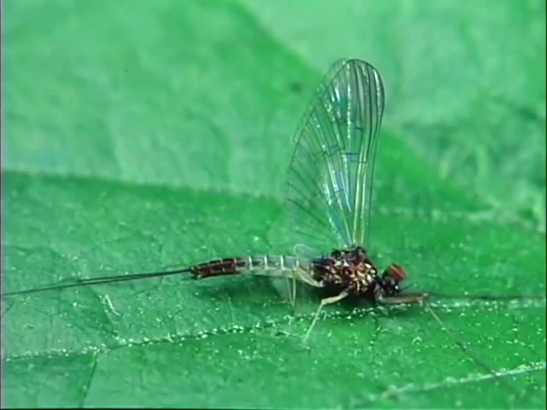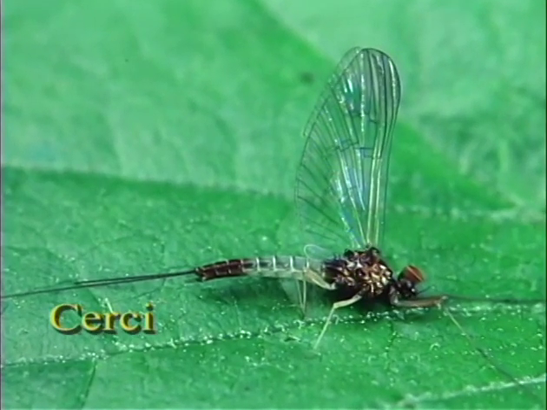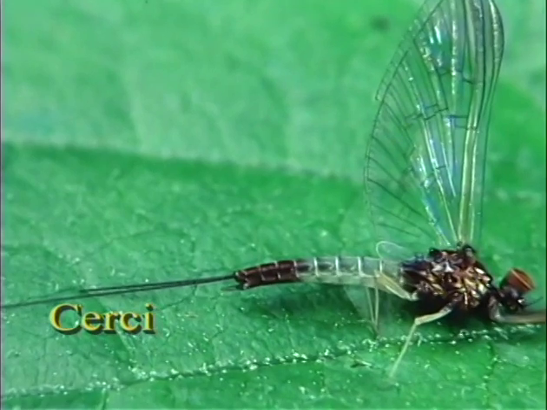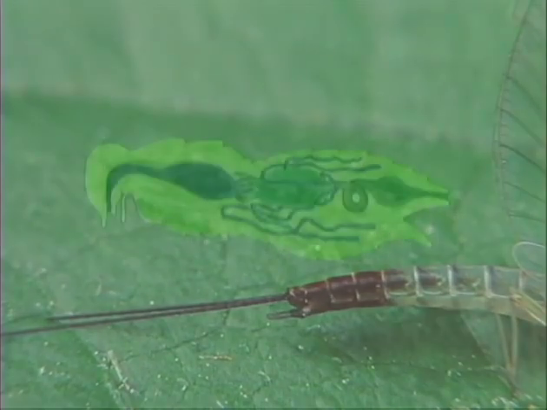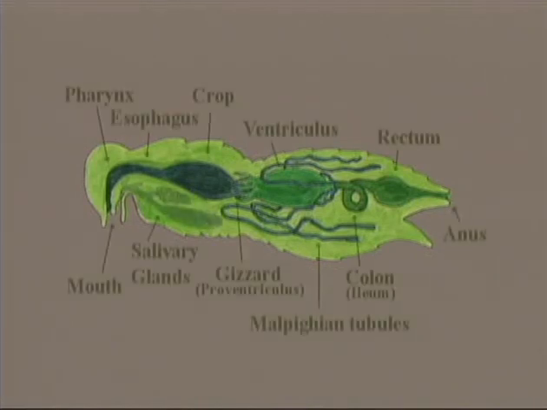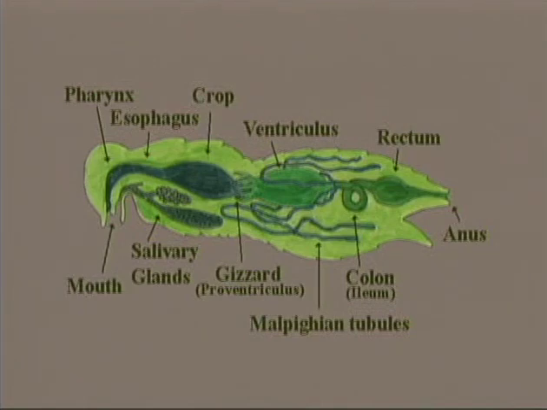The posterior section of the abdomen may have cerci, which can be sensory organs as well as filaments for defense or other structures. The digestive tract of insects is housed mainly in the abdomen. The parts of the digestive tract include the pharynx, esophagus, crop, gizzard, ventriculus, malpighian tubules, colon, rectum, and anus.